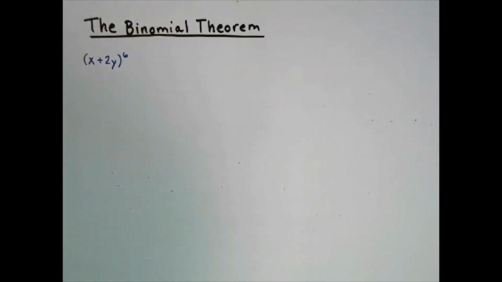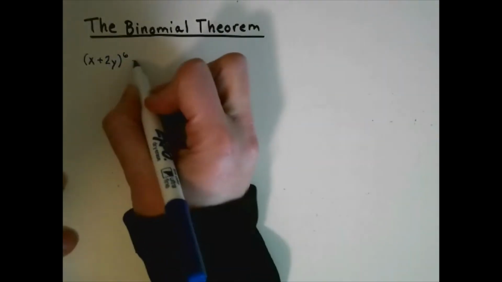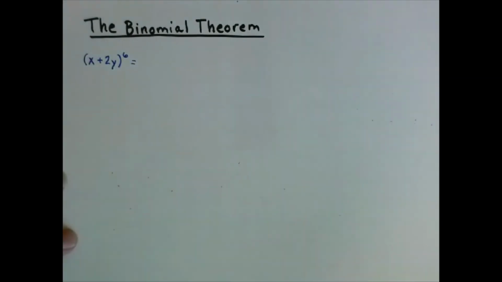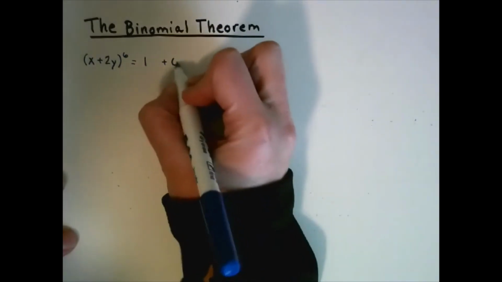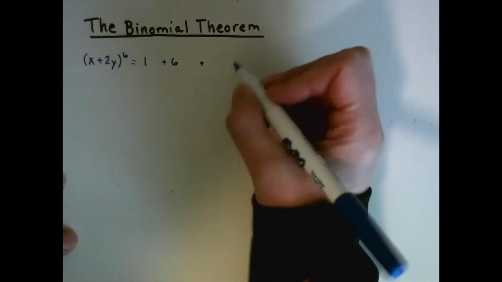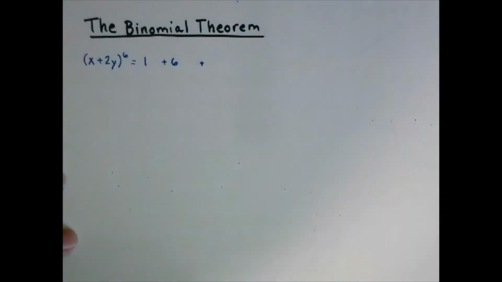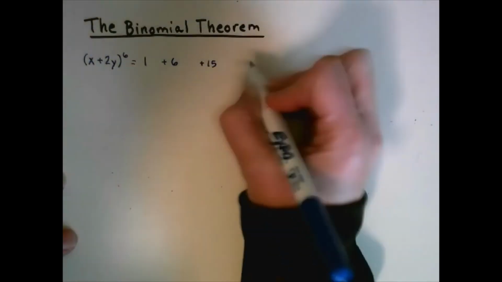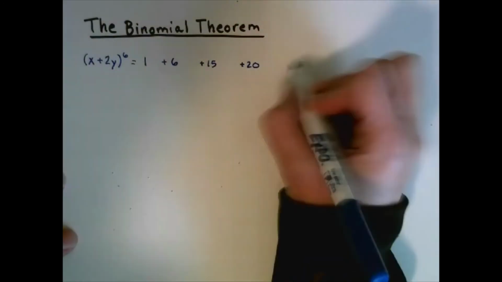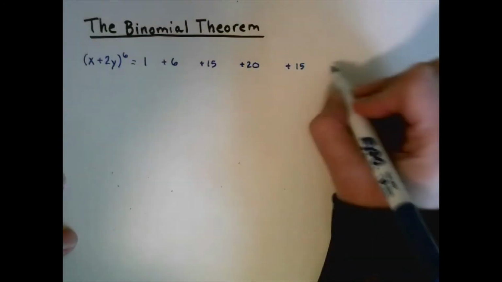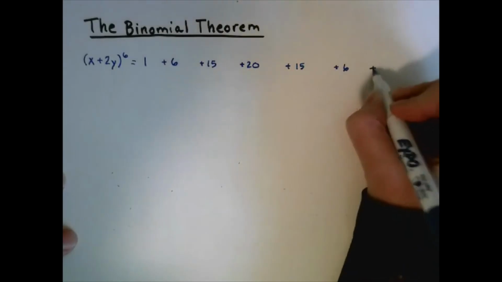So the first thing is still just to pick the row of Pascal's triangle. So if this is to the 6th power, we're going to have the 6th row, which is going to be 1, 6, 15, 20, 15, 6, and 1.